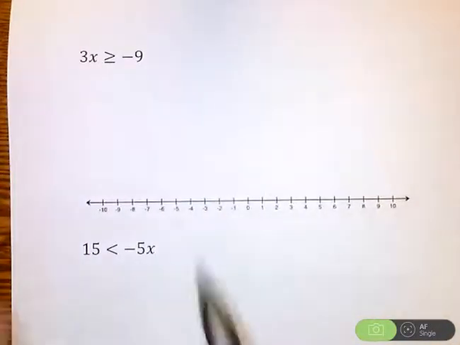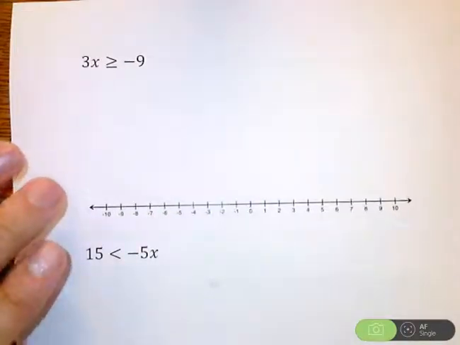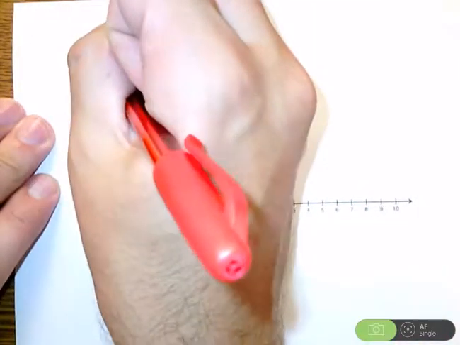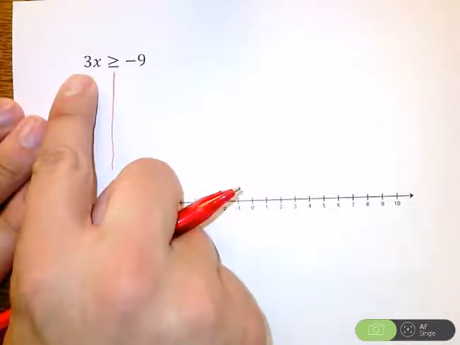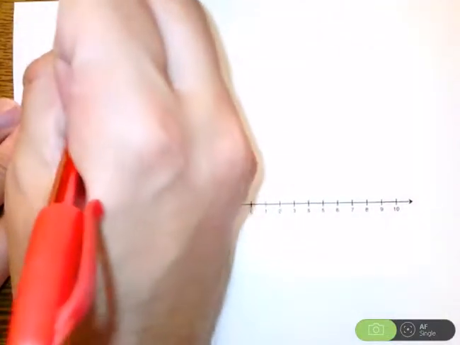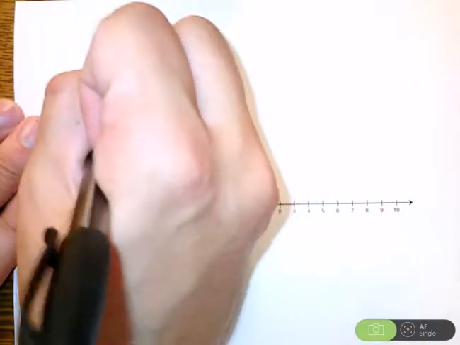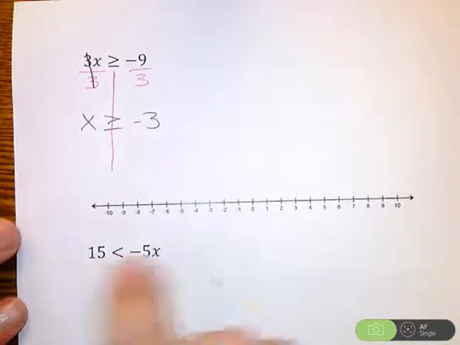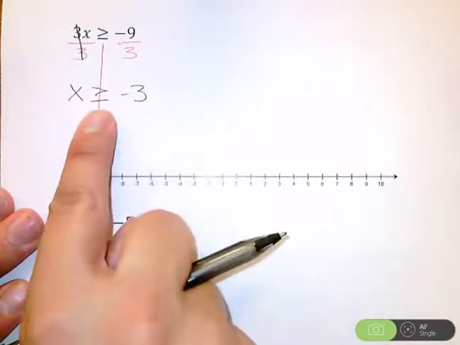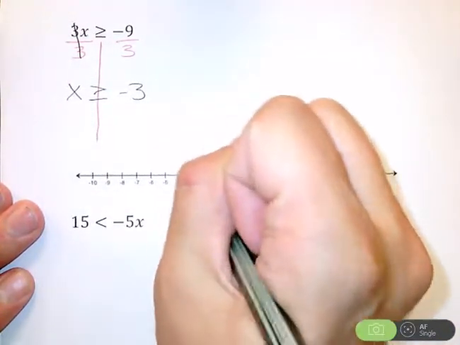A few more problems for us here. I have 3x is greater than or equal to negative 9. So again, the focus is on the x. I got to get this x by itself. Order of operations backwards. This is being multiplied, so I'm going to divide by 3, divide by 3. That gives us x is greater than or equal to negative 3. Going to go to my graph, going to go to negative 3, and because it's greater than or equal to, we're going to have a filled-in circle at negative 3.